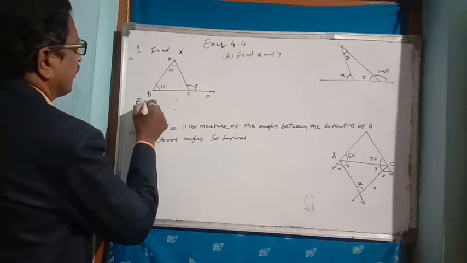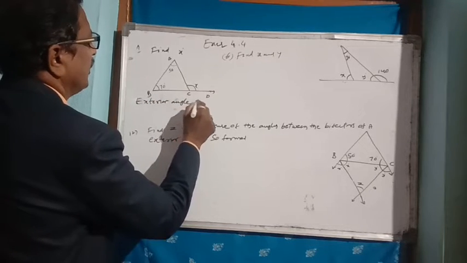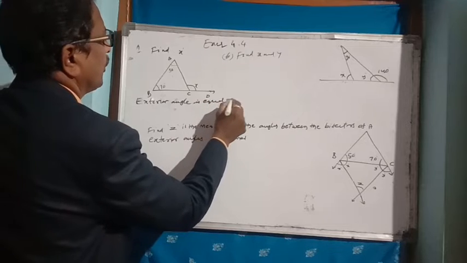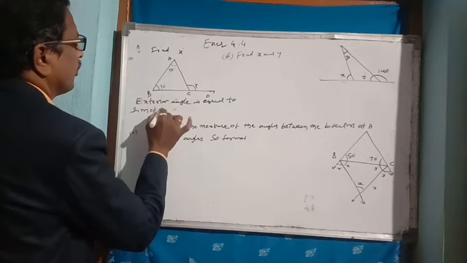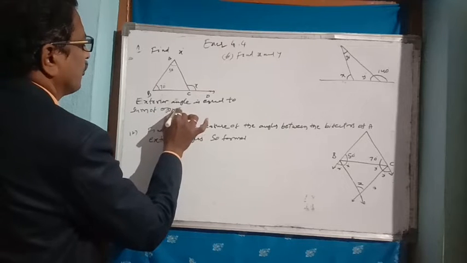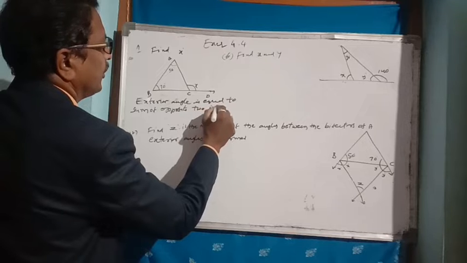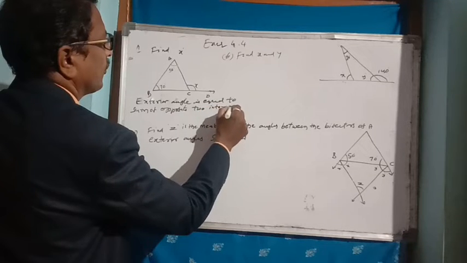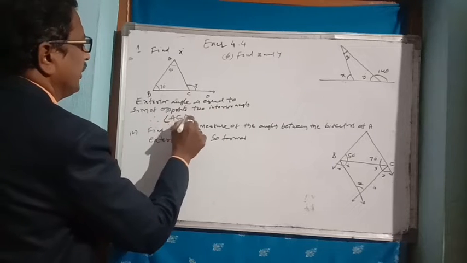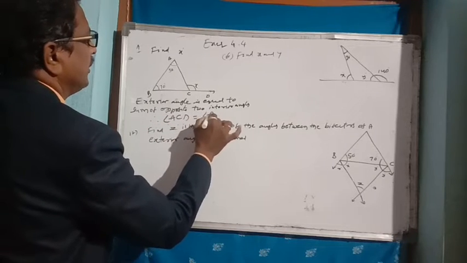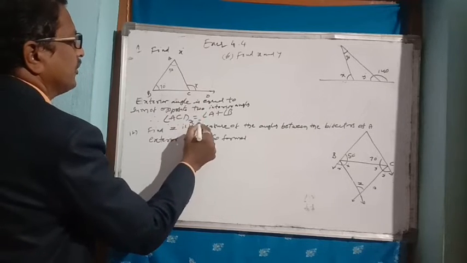the exterior angle is equal to the sum of the opposite two interior angles. Therefore, angle ACD is equal to angle A plus angle B. ACD is equal to what? x. x is equal to A plus B.